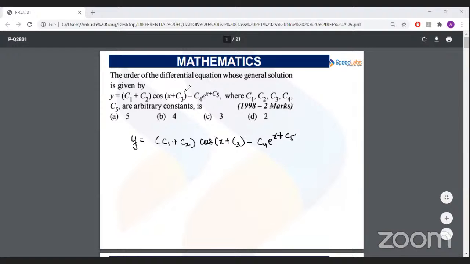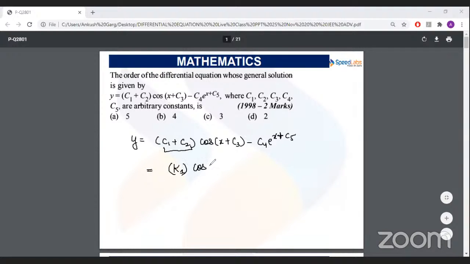अब number of arbitrary constants कितने हैं? तो I think इसमें जो common mistake होती है, सबसे पहले बच्चे देखते हैं C1, C2, C3, C4, C5, there are 5 arbitrary constants, तो answer लगा दिया 5. नहीं, basically there are not 5 arbitrary constants. Why? Because this C1 plus C2, if both of them are arbitrary constants, then I can simply club them and say it is a constant k1.